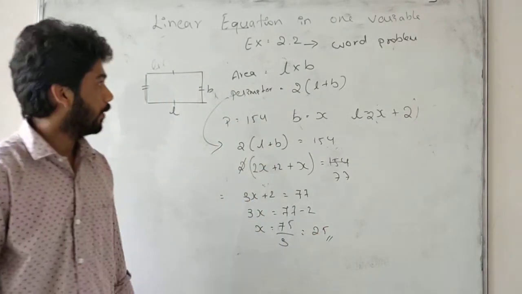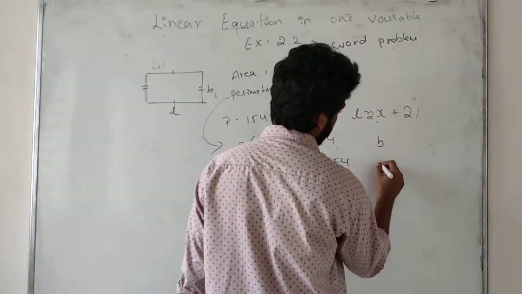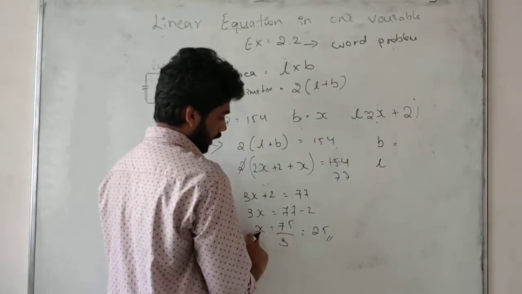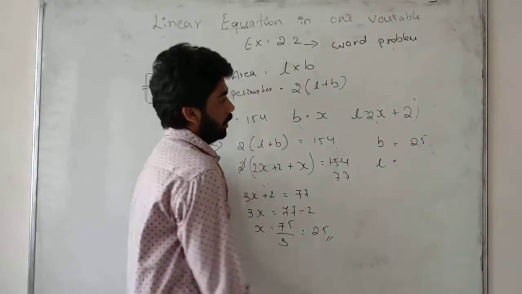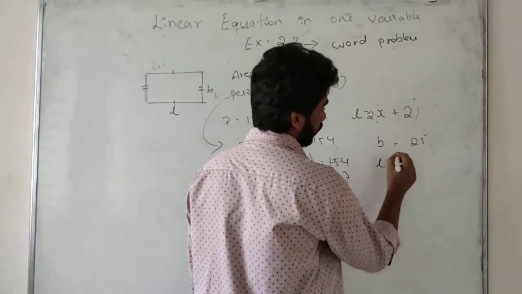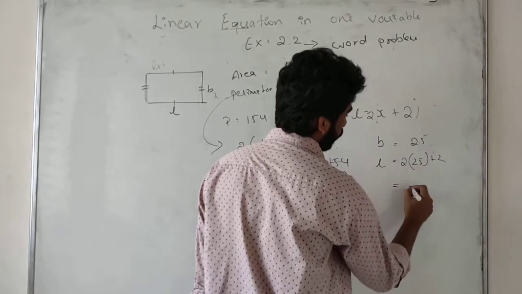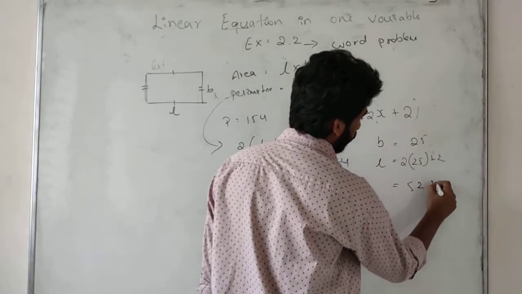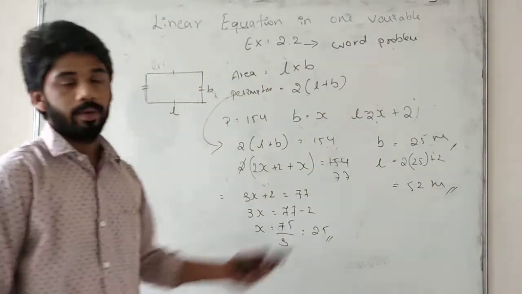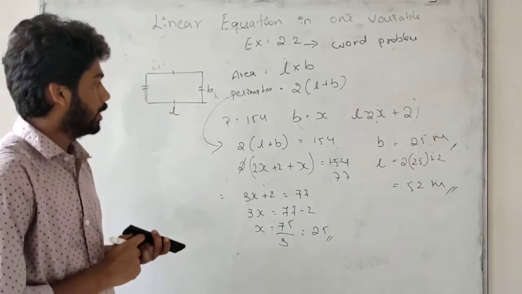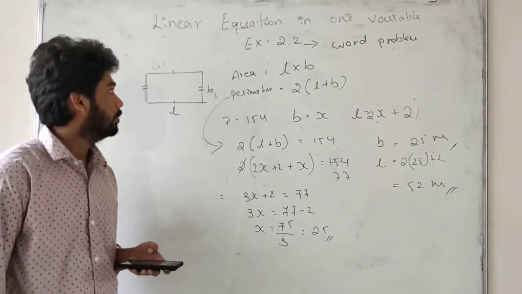X is 25. So we have to substitute it here. We will get the breadth and length. X is 25 means breadth is 25. Length is 2x plus 2. X value is 25, so 2 times 25 is 50, plus 2, we get 52 meters. Length is 52 meters and breadth is 25 meters. So it is the required answer. Okay. Please note it down. I will go to the next problem.